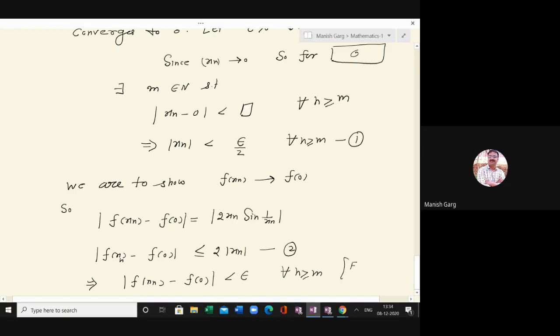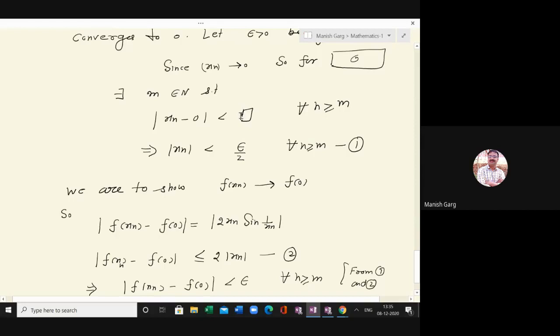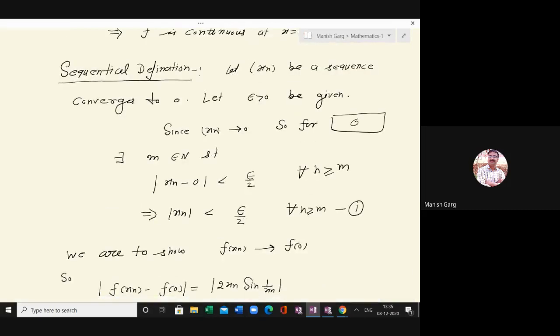You can write this from 1 and 2. That's why I didn't write anything; I will fill the other things also. So f(xn) converges to f0, so f is continuous at x equal to 0. Now the same thing here will be epsilon by 2. So now, what should be here?